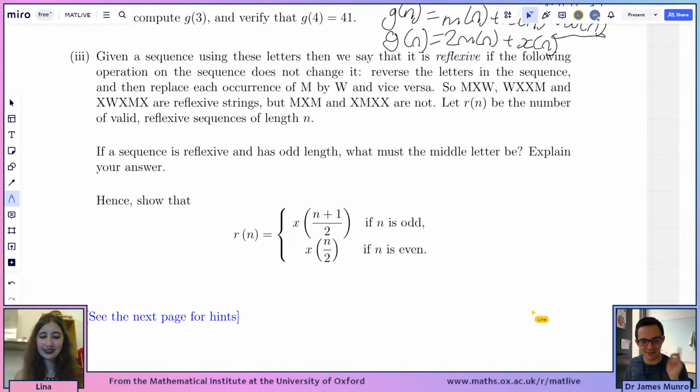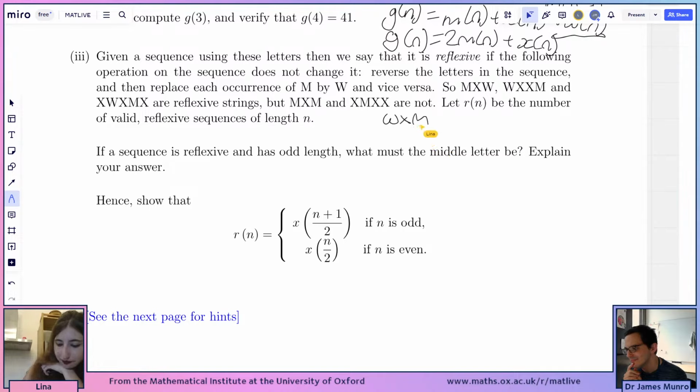Right, okay, we've got the definition of a reflexive thing, and I'm going to hand over to Lena. Go. Yes, so now we're going to look at the reflexive definition. It says to reverse the letters and then replace all the M's by W's and vice versa. So you're not just reversing the sequence, and then it doesn't change. The examples above are given. MXW, if you reverse this, we get WXM. And then if we switch the M's with W's and W's with M's, we get MXW, which is what we started with. So this is what it means to be reflexive in this definition.